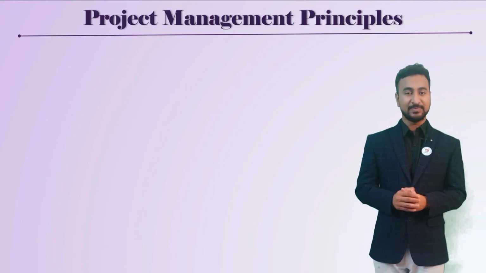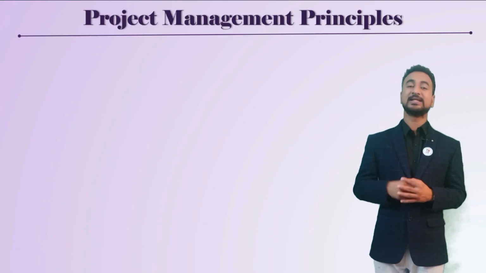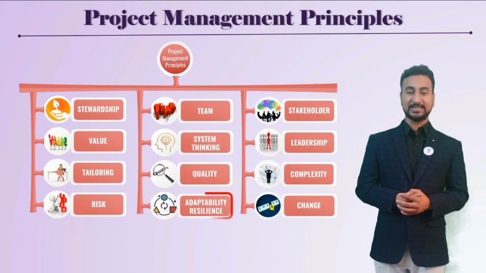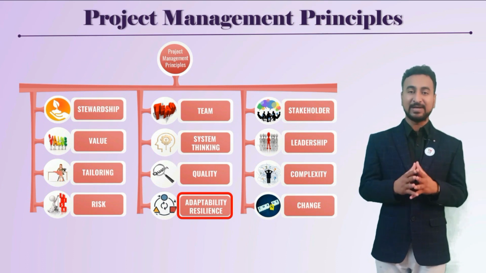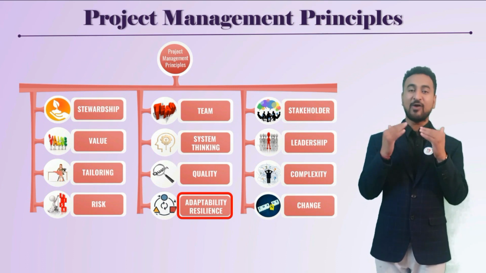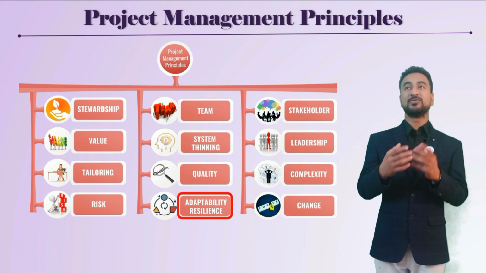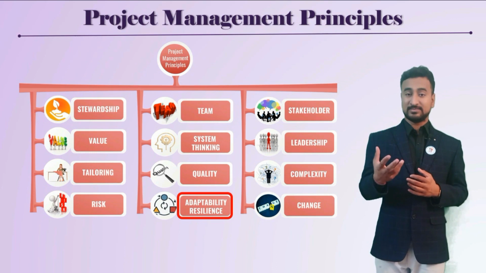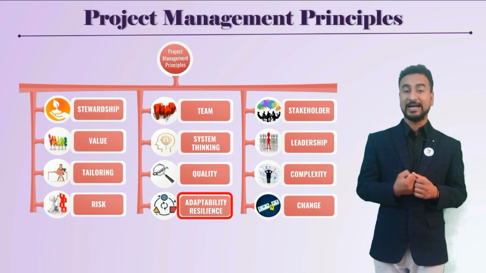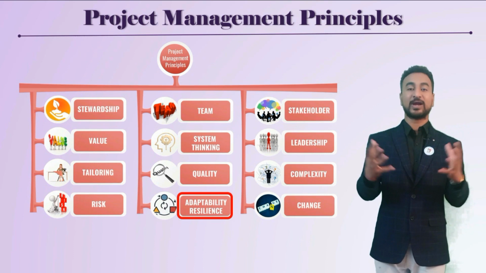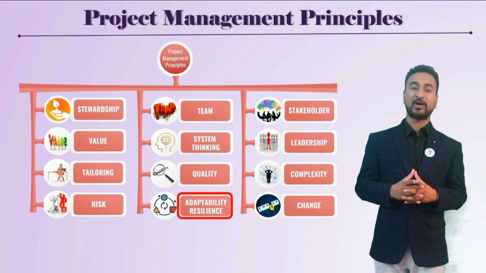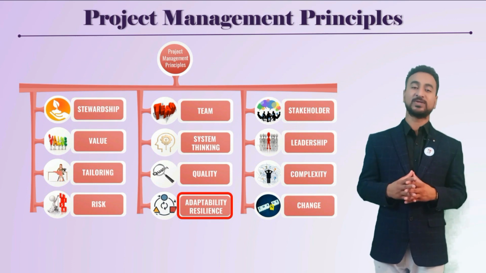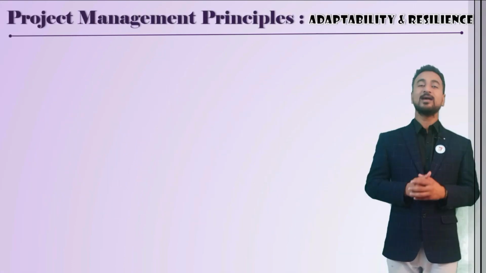Now, in these 12 principles, specifically we are discussing the 11th principle, that is adaptability and resilience. So what do you mean by adaptability and what do you mean by resilience? How does it impact your project? This is a management jargon that after the COVID pandemic you frequently hear: we need an adaptable and resilient organization which can adapt to all those changes happening in the ecosystem. So what it means and how it impacts your project, that is what we are discussing.